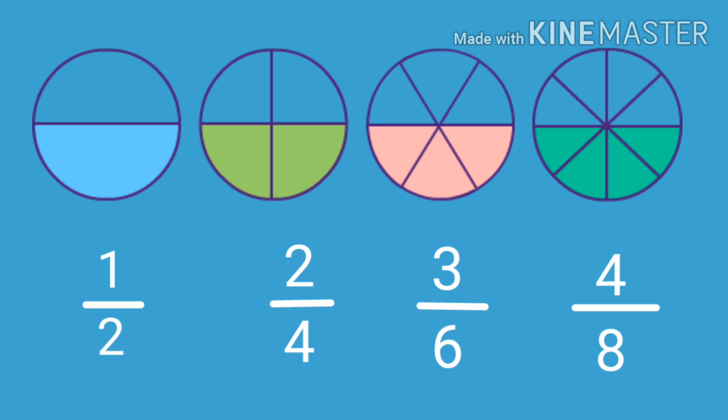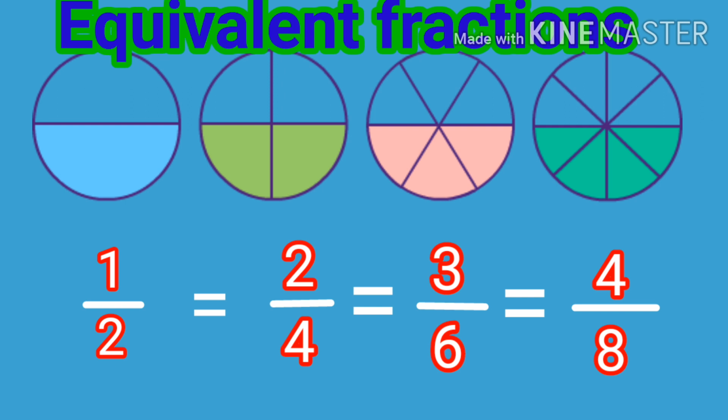and are equal. So, here we can say that 1 by 2 is equal to 2 by 4 is equal to 3 by 6 is equal to 4 by 8. Here all these are known as equivalent fractions. Basically, equivalent means looking different but they are equal.